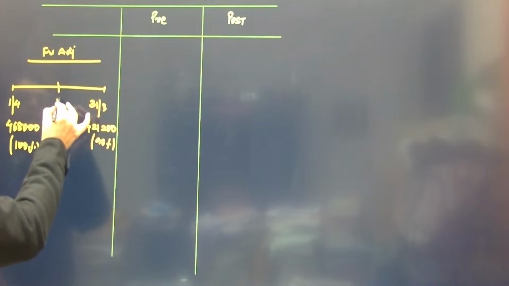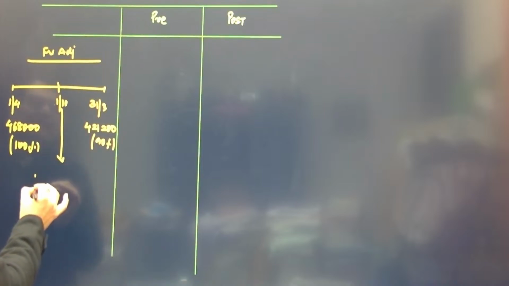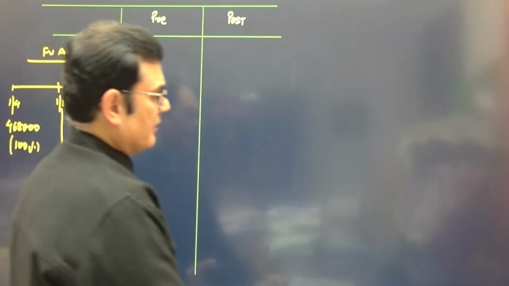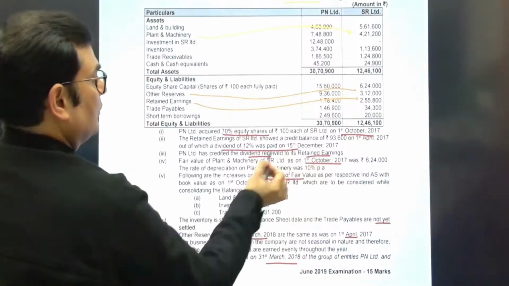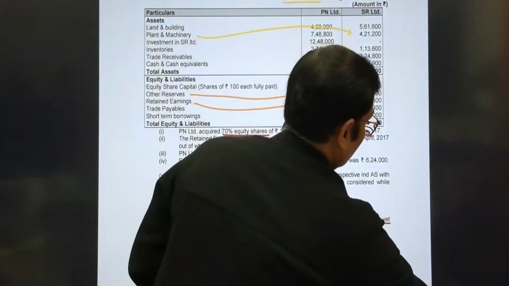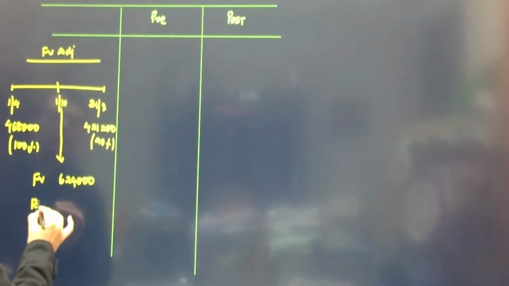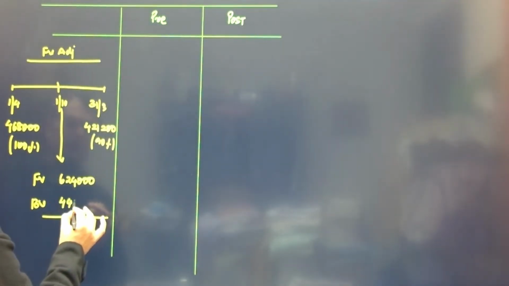Now our date of acquisition is 1st October. So what was the value at which this asset was taken? This was revalued at 624. I was talking about the fair value, so fair value is 624. And let's also get the book value in the middle of the year, considering depreciation only for 6 months, that is 444 600.